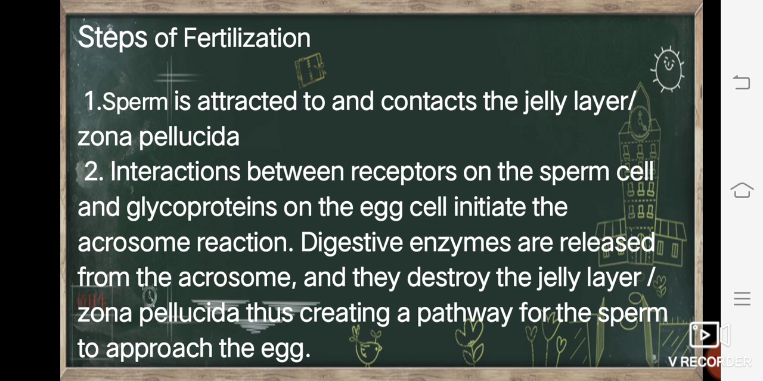Steps of fertilization in sea urchin. First, the sperm is attracted to and contacts the jelly layer. Second, the interaction between receptors on the sperm cell and glycoproteins on the egg cell initiates the acrosome reaction. Digestive enzymes are released from the acrosome and they destroy the jelly layer, thus creating a pathway for the sperm to approach the egg.